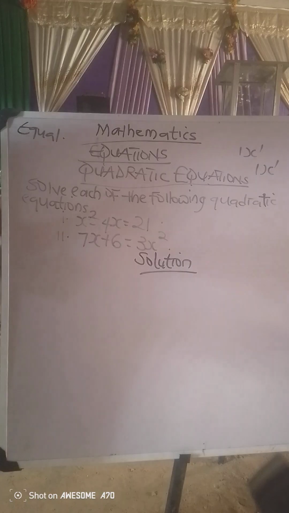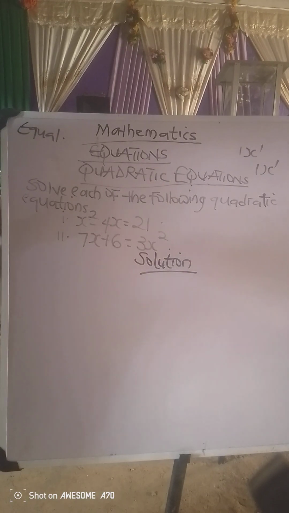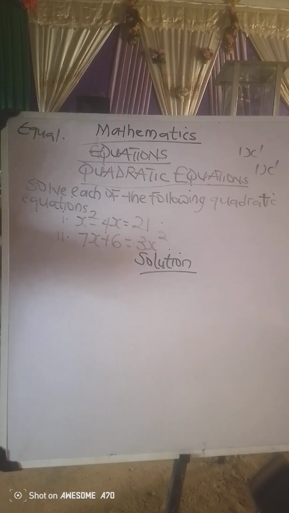There are about 4 methods we use to solve a quadratic equation. We have what we call the factorization method. We have another method that is called the completing the square method. Another method is called the formula method. Another method is called the graphical method. Those are the 4 methods, even though there are still more methods.